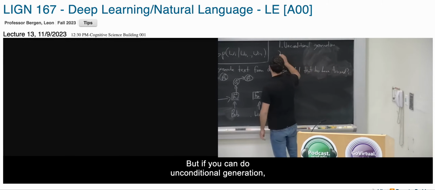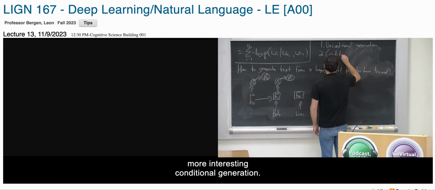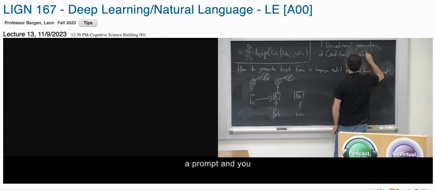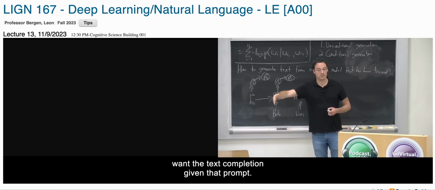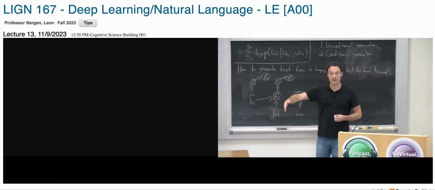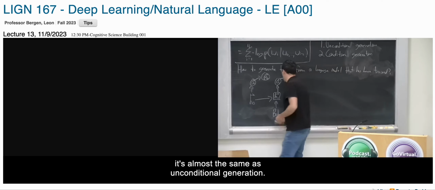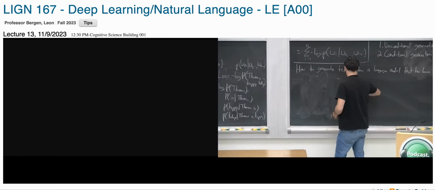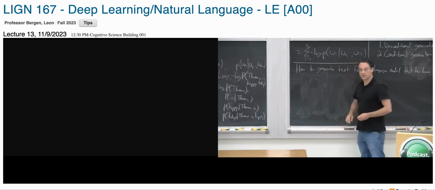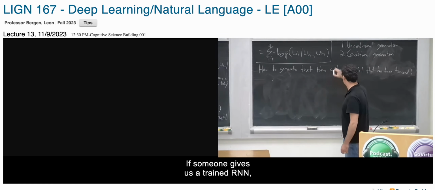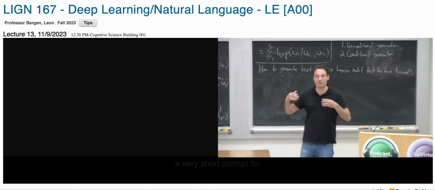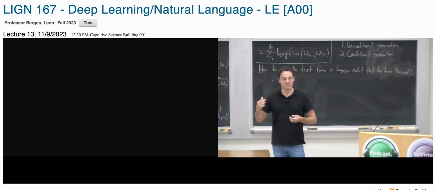But if you can do unconditional generation, you can almost always do the much more interesting conditional generation. Conditional generation means someone gives you a prompt, and you want the text completion given that prompt. The way that we do conditional generation is almost the same as unconditional generation. So if someone gives us a trained RNN, how do we do conditional generation? They give us a prompt. Someone choose a very, very short prompt for me, so I don't have to write much.